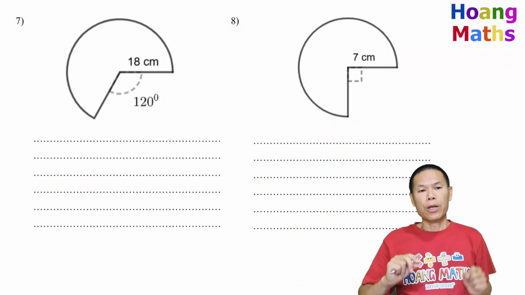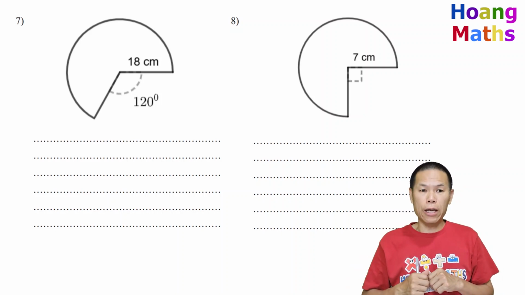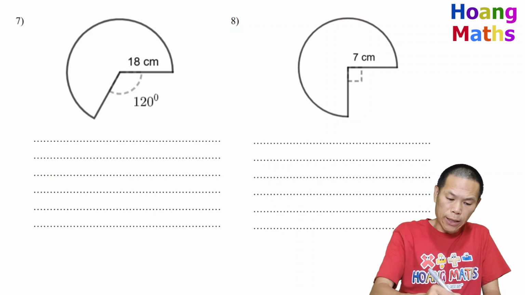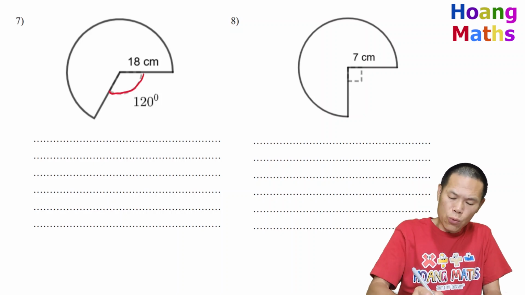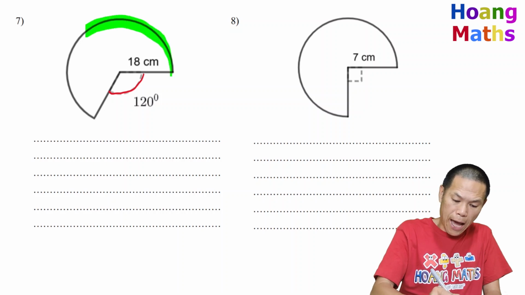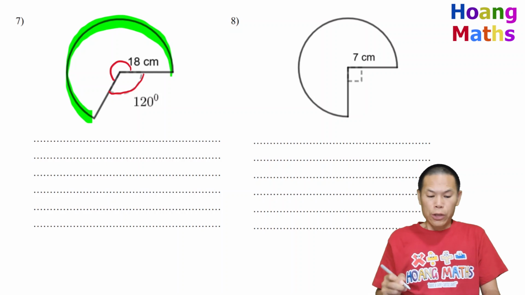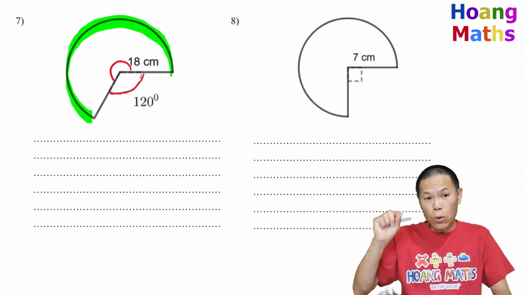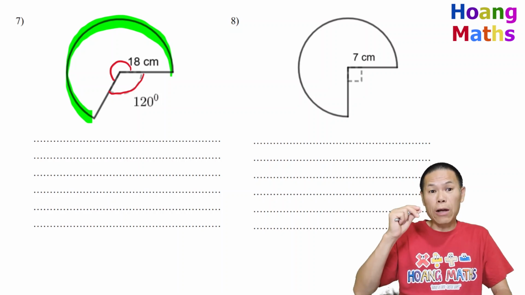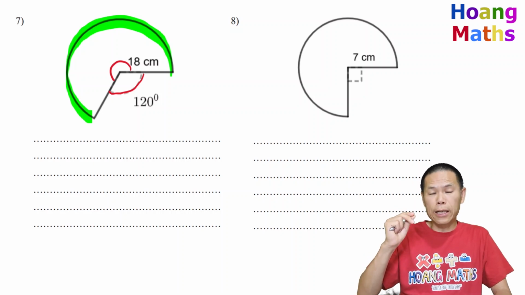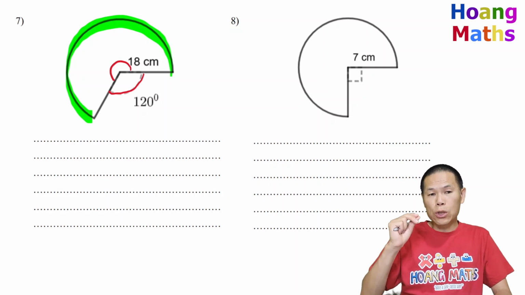Question number 7. So we need to work out the perimeter of the major sector, if you like. And we know that this angle here is 120 degrees, but then we need to work out the length of this arc here. So this means that we need to work out this angle. So we know that in the whole circle, there are 360 degrees. So to work out the angle inside the circle, we just go 360 minus 120.